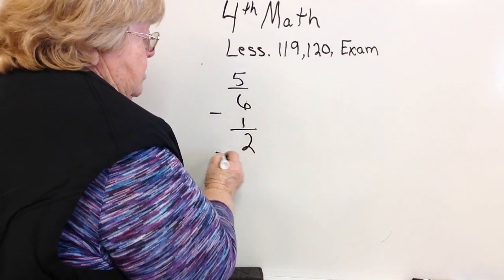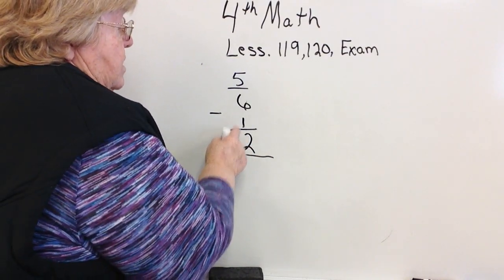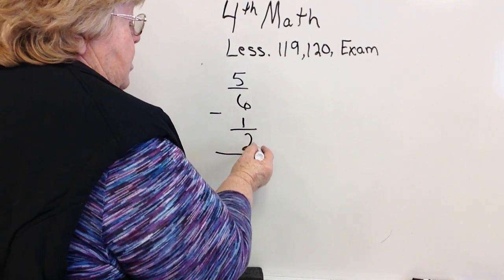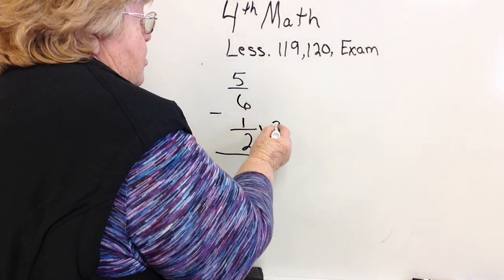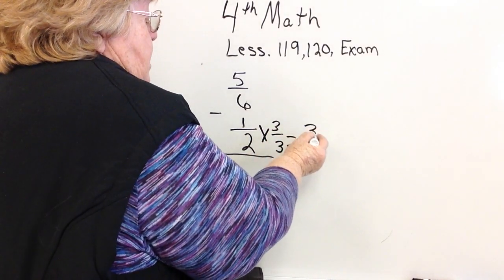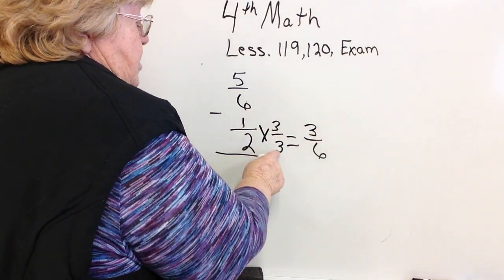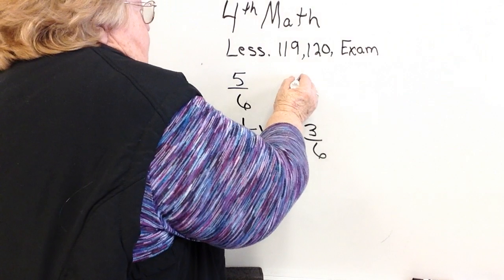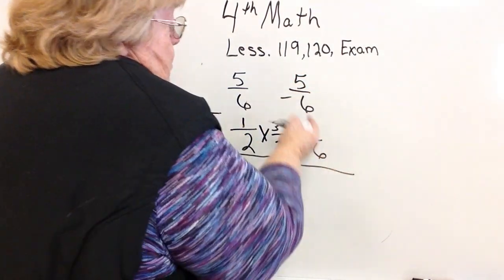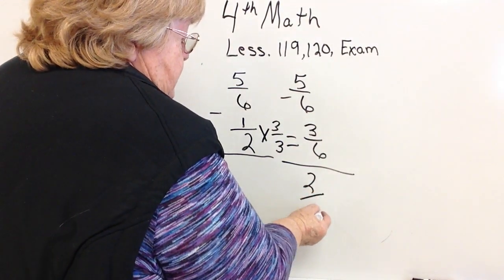We have 5/6 minus 1/2. We have to change them to like denominators, so we're going to have to change this one to 6ths up here. How are we going to do that? We're going to multiply 1/2 times 3/3, and that gives us 3/6. 1 times 3 is 3, 2 times 3 is 6. Now we can subtract 5/6 minus 3/6 equals 2/6.